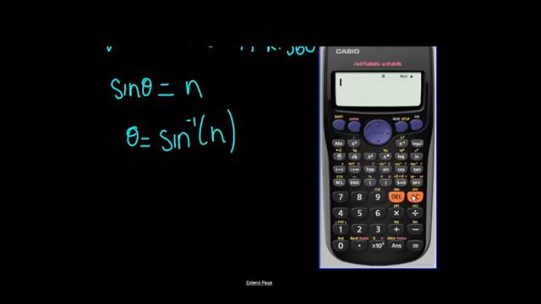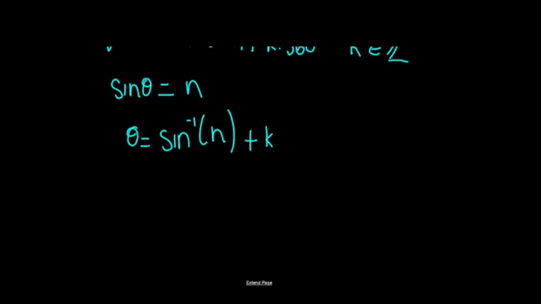If I was looking for the angle, I'd go shift sine of whatever the angle was. Say 0.2, and then we'd get an answer. So that's what that sine inverse means. I'm looking for the answer for the angle theta. So theta is shift sine of n plus k times 360. Again, k is an element of integers.